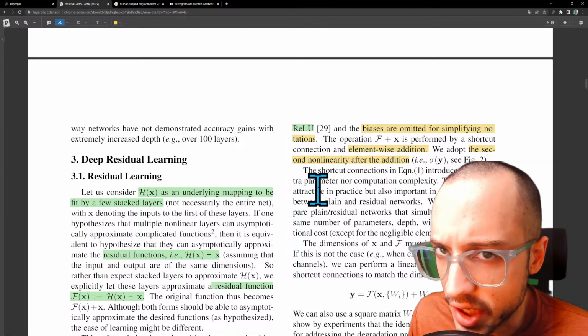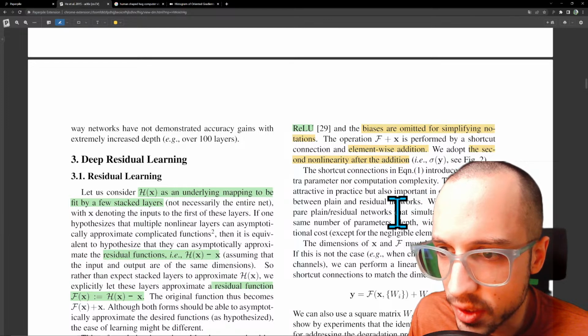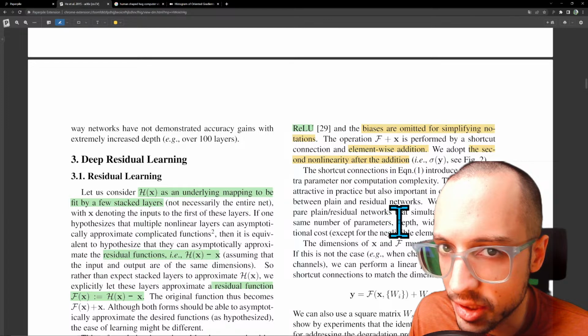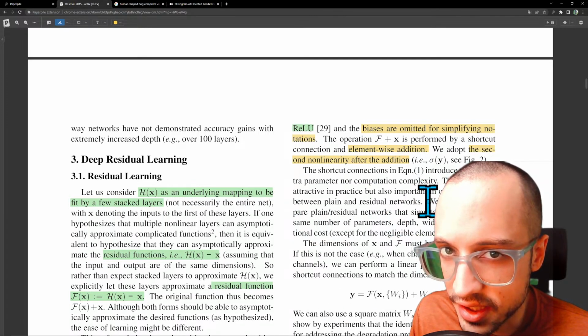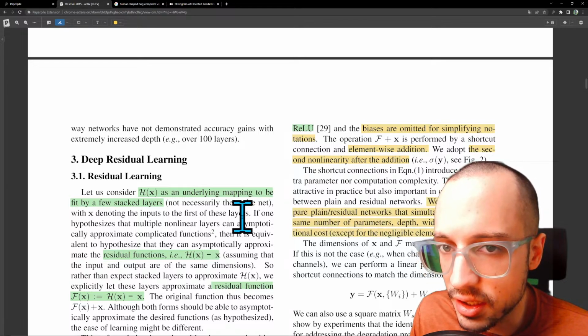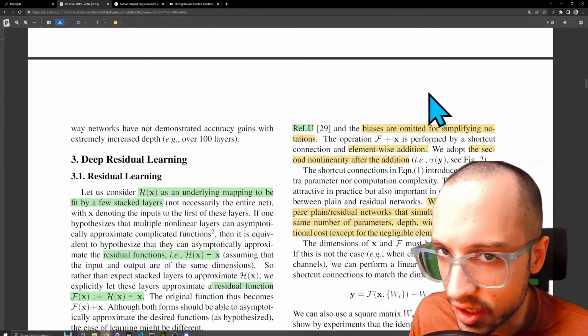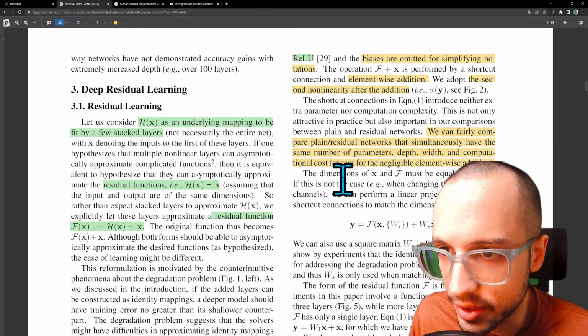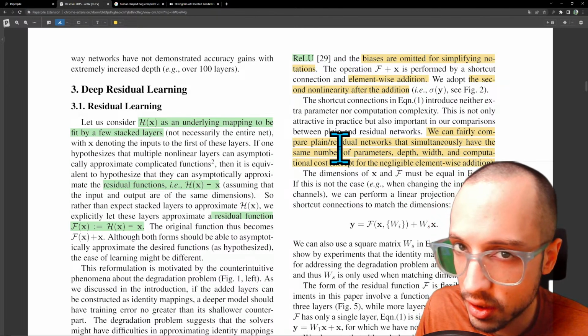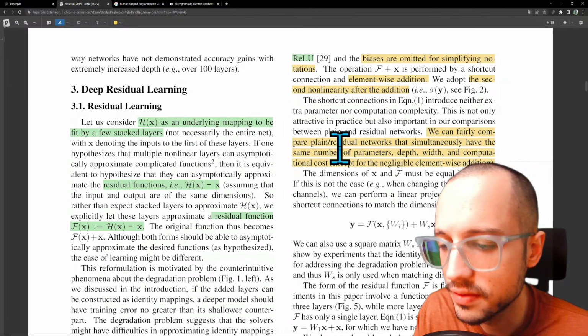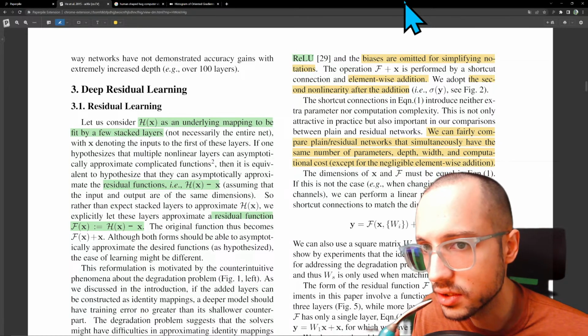This is not only attractive in practice, but also important in our comparisons between plain and residual networks. We can fairly compare plain and residual networks that simultaneously have the same number of parameters, depth, width, and computational cost. The nice thing about these residual connections is that you can very easily compare with and without them. So it made for a very good idea in terms of papers, where you have to show some kind of experiment and show your results.